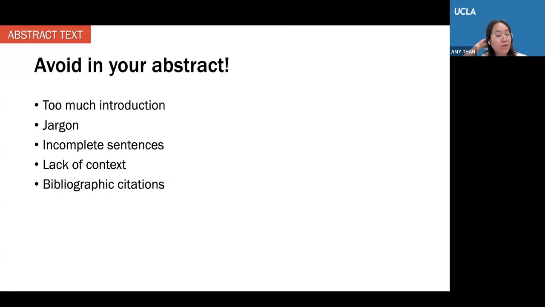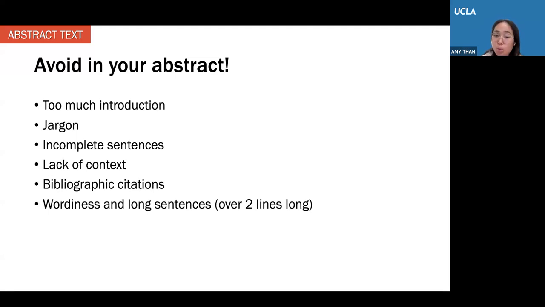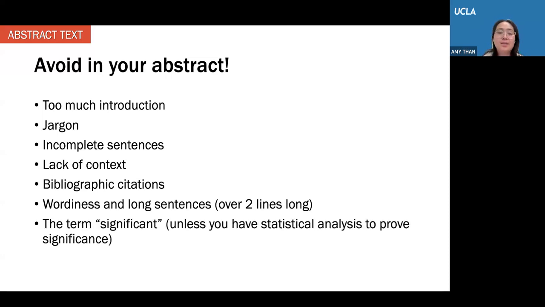You also want to avoid bibliographic citations because that's something that you would include in the poster or the main presentation. You don't need to include citations for this specific conference abstract. Don't be wordy or have long sentences. Over 2 lines long is too long.